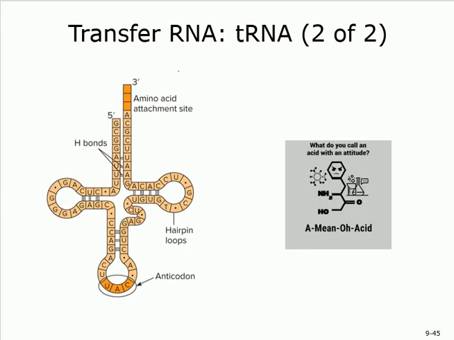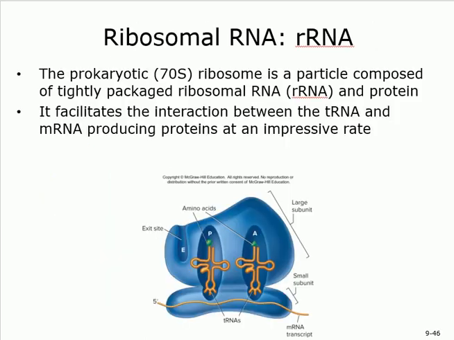So this piece right here is called the anticodon, right? And this is what's going to fit with the messenger RNA. What's the third one? It's called the ribosomal RNA, which is in the ribosomes. And what's the ribosome? The ribosome is ribosomal RNA packed with protein. So is there a difference between ribosome and ribosomal RNA? Yes. Ribosome is ribosomal RNA packed with protein.